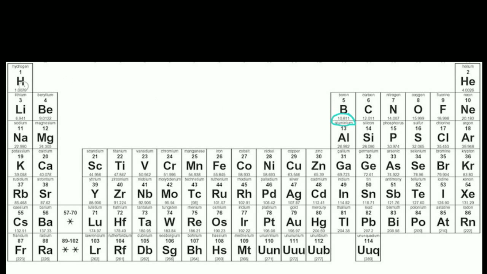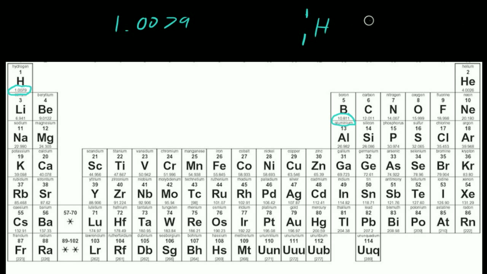So you can think about hydrogen. Hydrogen's atomic mass on the periodic table is 1.0079, but the overwhelming majority of hydrogen atoms out there have an atomic mass of 1 and also have 1 proton, and that means that they also have 0 neutrons. So the overwhelming majority of hydrogen atoms only have 1 proton.